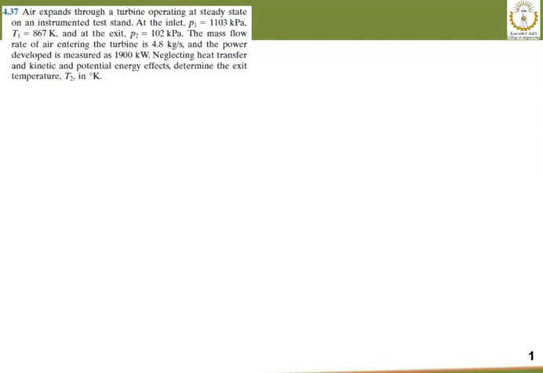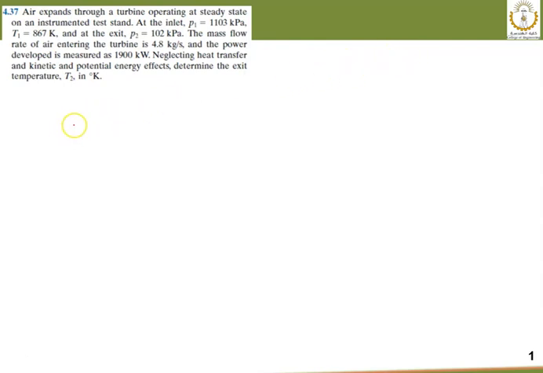In this tutorial we'll solve problems dealing with different steady state devices. So we'll start with this one, 4.37. We have air expanding through a turbine operating at steady state.